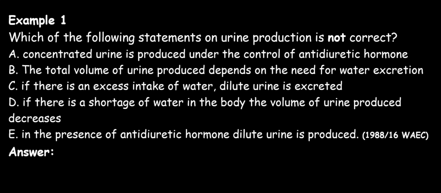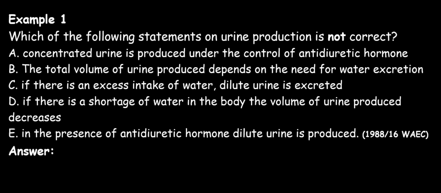The first example says, which of the following statements on urine production is not correct? A. Concentrated urine is produced under the control of antidiuretic hormone. B. The total volume of urine produced depends on the need for water excretion. C. If there is an excess intake of water, dilute urine is excreted. D. If there is a shortage of water in the body, the volume of urine produced decreases. E. In the presence of antidiuretic hormone, dilute urine is produced. The answer to this question is E.